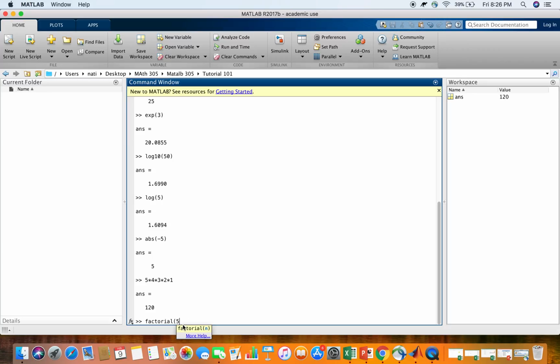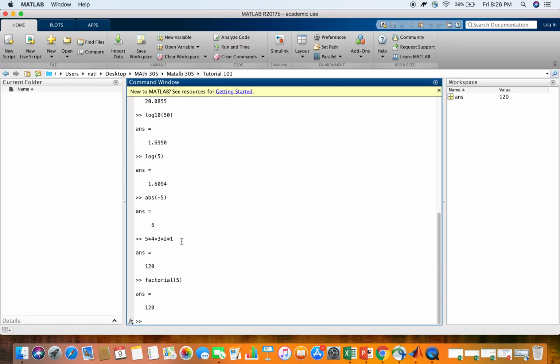Again, you see here that when I typed factorial, it automatically recognized it as a built-in function, and then it told me, okay, you need a number. You have to write factorial of a number, and then it gives you 120, same as what I got when I did it manually. You also have trigonometric math functions.